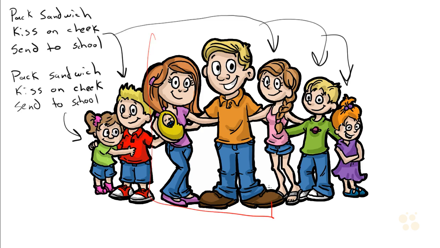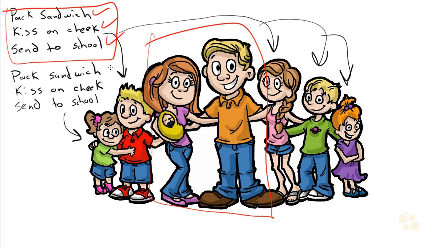For example, let's say this is the Jones family. Mom and dad have their baby. Every morning they have to get their other kids ready for school. So they need to pack a sandwich, and they need to kiss a child on the cheek, and then send that child off to school. So they do the same exact thing for each child.